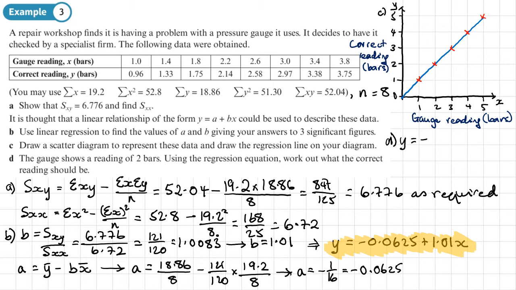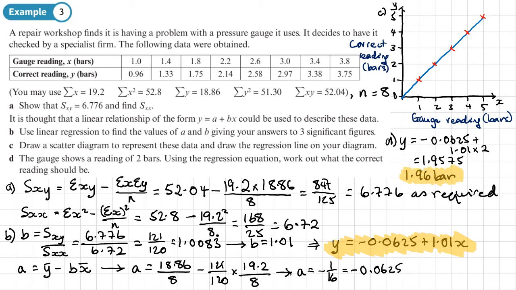So we'll replace our x value with 2 to find what the correct reading should be, the y value. So y equals negative 0.0625 plus 1.01 times the reading of 2. So we'll just work that out and see what we get. And that gives us a value of 1.9575. So we'll give that answer to 3 significant figures, and we'll give that as 1.96. And the units are bars, so 1.96.